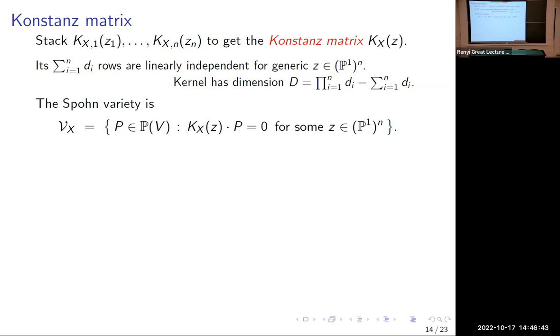Konstanz is a city in the south of Germany, almost Switzerland. You can spit to Switzerland if you wish. And that's where Spohn is from. So we're using the guy and a city.